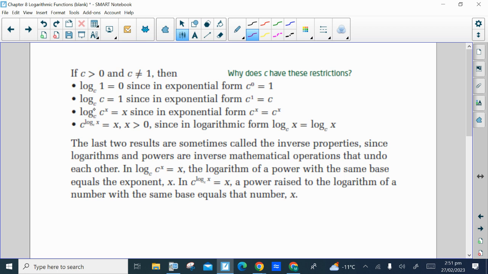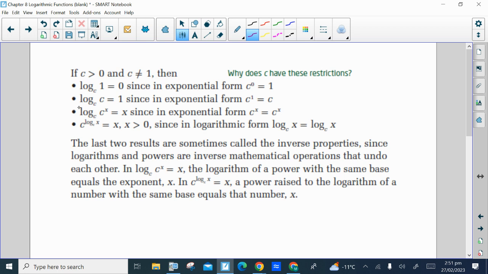The second statement says that log base C of C equals 1. Because if you write that in exponential format, starting with the base and cycling through, you'll get C to the 1 equals C, which is true. We know that's true. So this statement is true as well.